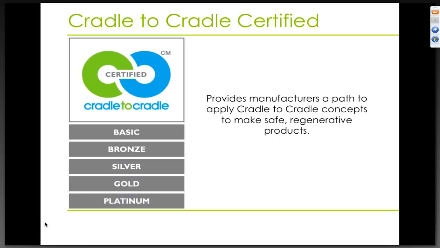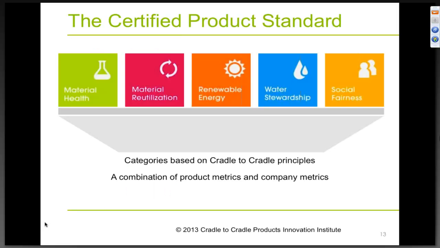The certification program measures products and has a series of requirements in five categories. So the first is material health. The second is material reutilization and design for disassembly, then renewable energy, use of renewable energy, water stewardship, and social fairness is the last category. And I'll talk a bit about those in more detail in a moment. Within each one of these categories, moving from basic to a platinum level, the process is generally one of inventory assessment and optimization. So the first steps generally being for each one of these categories, a basic inventory of what you have, an energy audit, or a basic bill of materials of what is in the product.